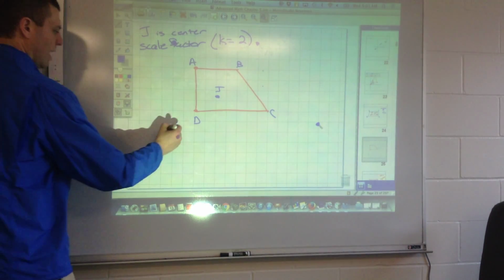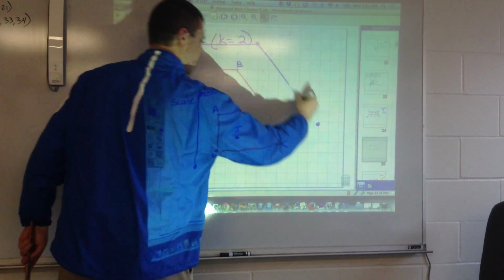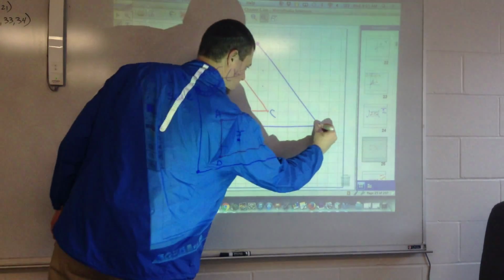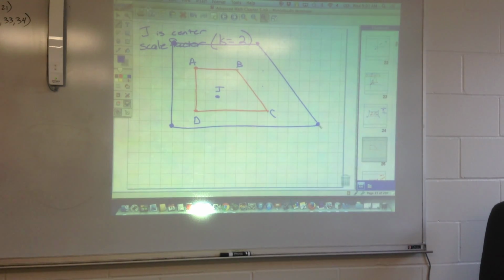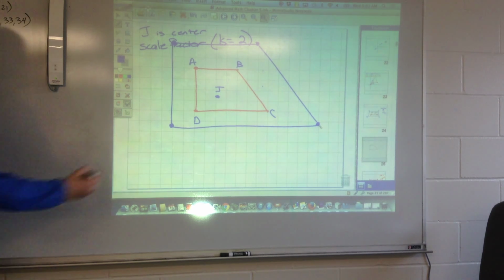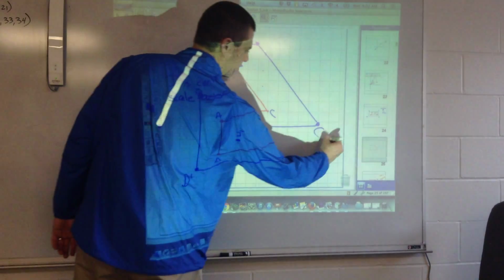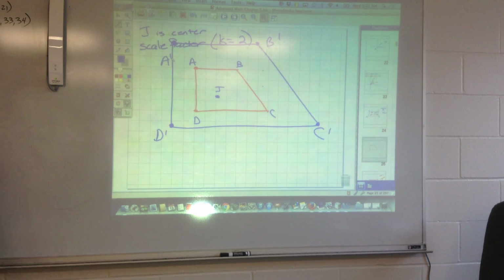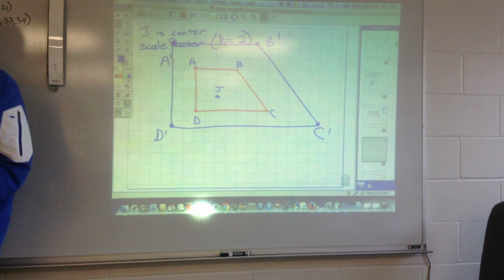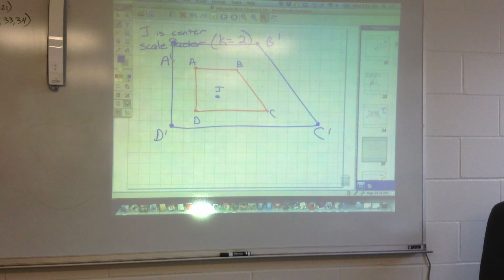Okay? So now, I just did a scale factor of 2 with that red image. And then this would be D prime, this would be C prime, this would be B prime, this would be A prime up there. Okay? And I didn't even use coordinates to do it. I just used a ruler. Basically, I made every distance twice because of my scale factor. They use K a lot of times as the variable to represent the scale factor. It is 2 in that instance.